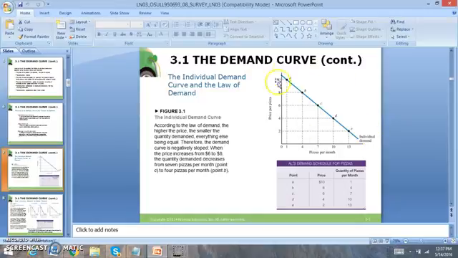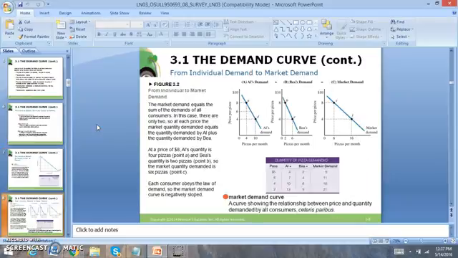The law of demand is an inverse or indirect relationship between the price of a product and the quantity demanded. What does that mean? That means when the price of a product increases, consumers are willing to buy less. And when the price of a product decreases, consumers are willing to buy more. You have what we call the individual and market demand. Market demand is adding up all of the individual demand.